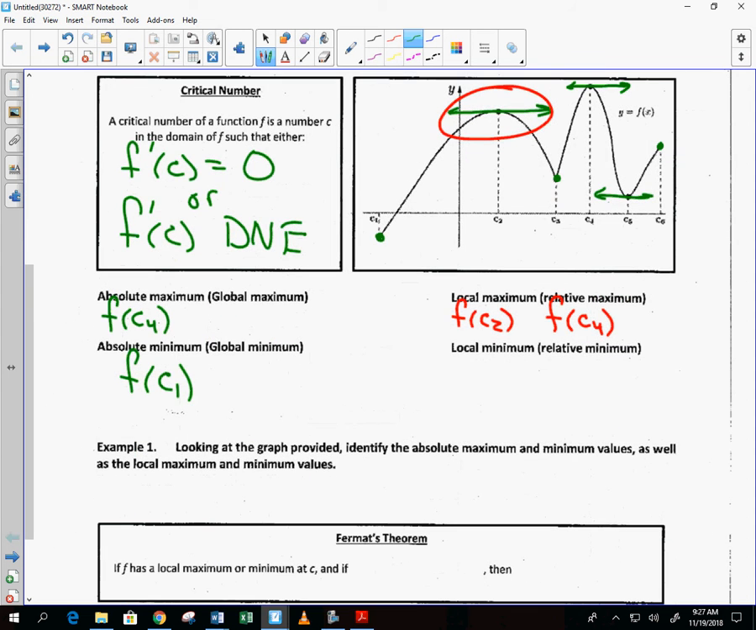Local minimums, yes. Excellent point. The endpoints may not be considered local maxes or local mins. They may only be considered absolute maximums or absolute minimums because it does not have anything on the other side. So we want to say everything immediately around it. It has nothing off to the right or the left of it. So we do not consider those local.